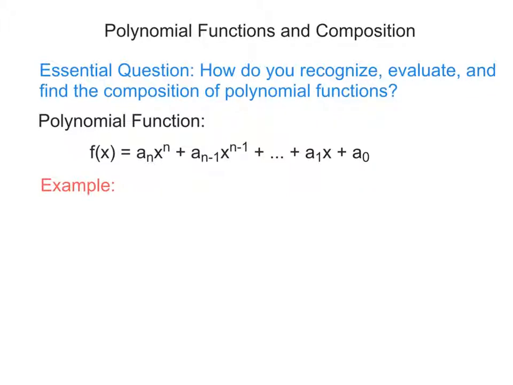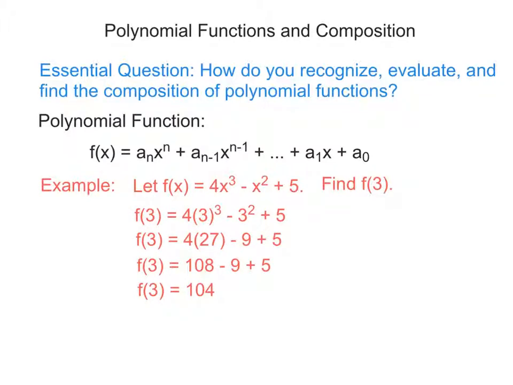So let's look at an example. Let f of x equal 4x to the third minus x to the second plus 5. And we want to find what is the value of f of 3. Well, in order to find it, you simply plug in 3 for x in that particular function. So if we plug in 3 for x and solve our function, we come out with f of 3 is equal to 104.